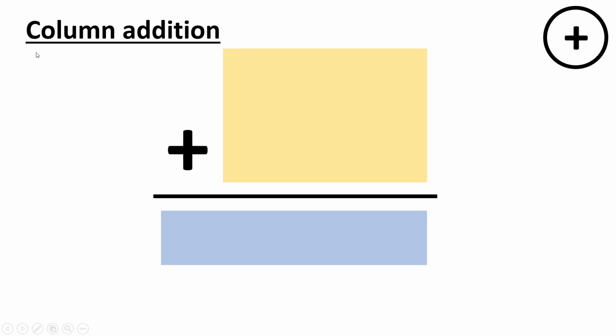When we're doing column addition, it is a written method. So that means that we always write it in this format. We always have a line here with the addition symbol on top. In this yellow box here is usually where we put the numbers that we are adding. And in the lower blue box here, this is where our answer will go.